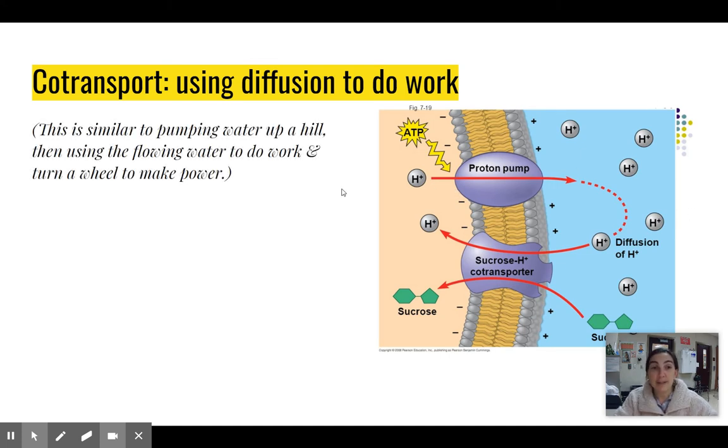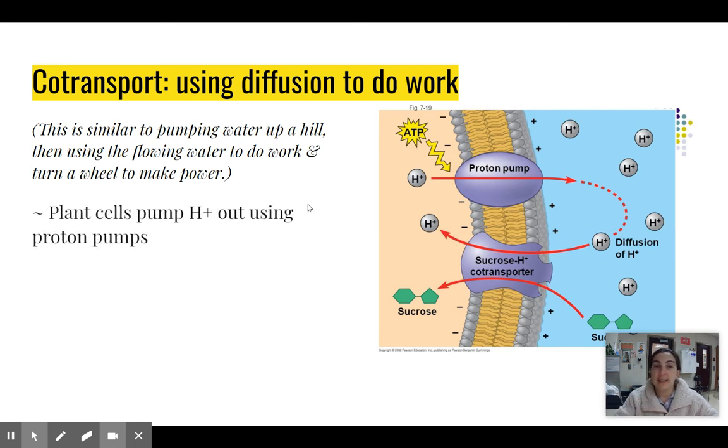Some cells, so this process, an analogy you can think of here is we use energy to pump water up a hill, but then as the water comes back down the hill, we could make that water turn a wheel to power something, right? So we have to put energy in to get the water up, but then as it comes back down, we can use that water to do work.